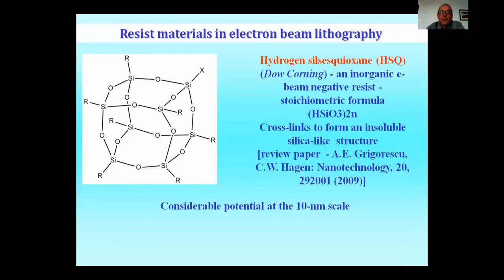That is the well-known hydrogen silsesquioxane (HSQ) electron beam negative resist, which is usually used for demonstration of resolution in electron beam lithography, because this resist has smaller molecules than PMMA, and there are many publications demonstrating patterning at 10 and below 10 nanometers.